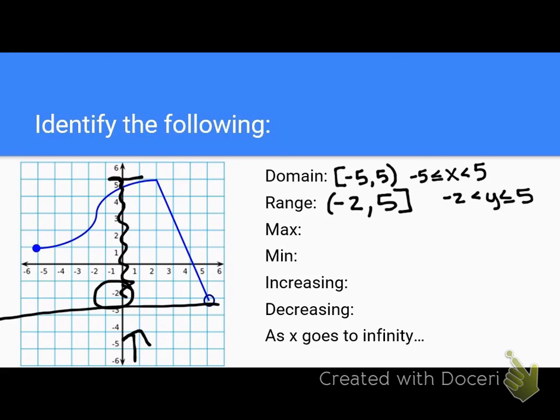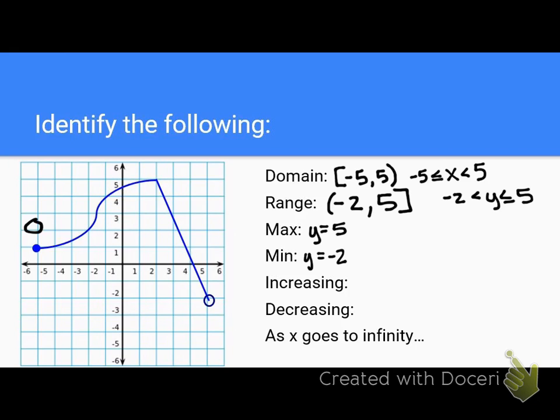Okay, so the highest point of my function happens right here, which has a y value of 5, so my max is y equals 5. The lowest point happens at that open circle, so y equals -2 is the lowest point, or my minimum.